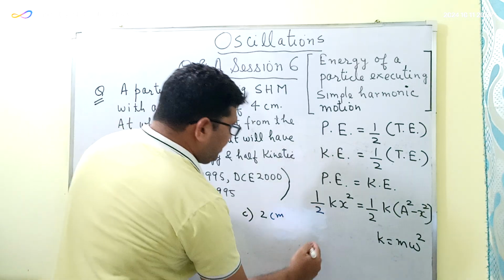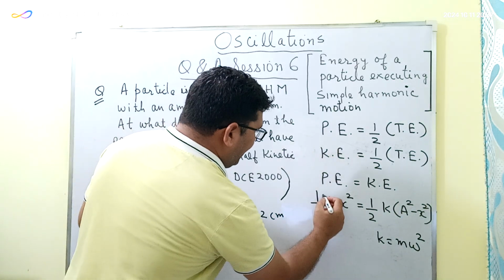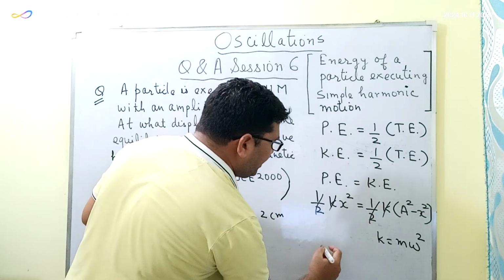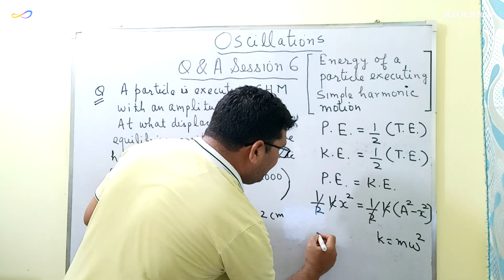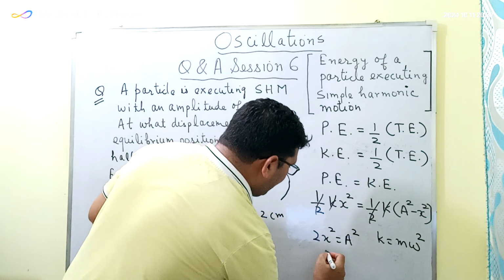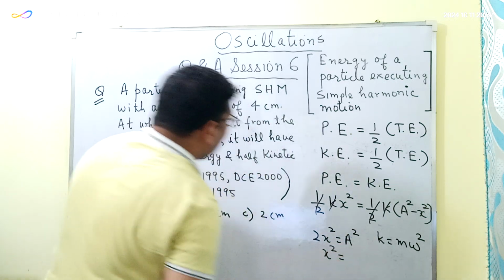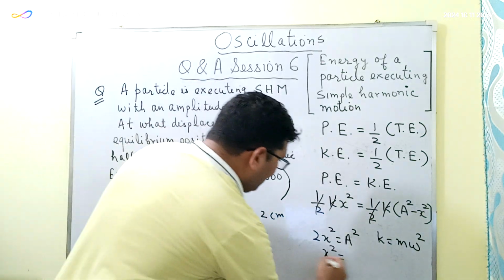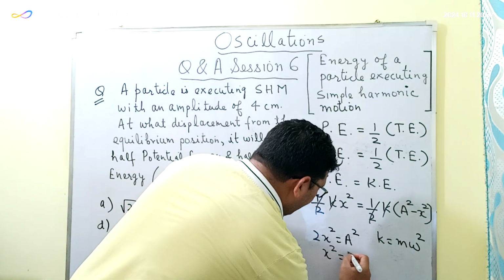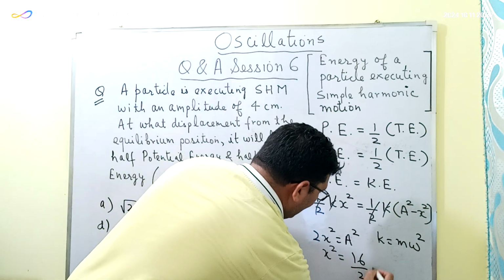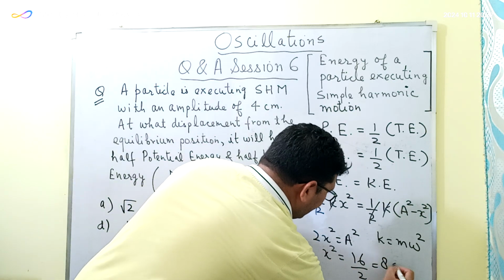So from this equation we can simply say that x square will be equal to a square minus x square, or we can simply say that 2x square is equal to a square, where a is the amplitude of the particle executing simple harmonic motion, and so x square will be equal to a square by 2. Now a is equal to 4 cm in this case, so this will be equal to 16 by 2, and this will be equal to 8 cm square.